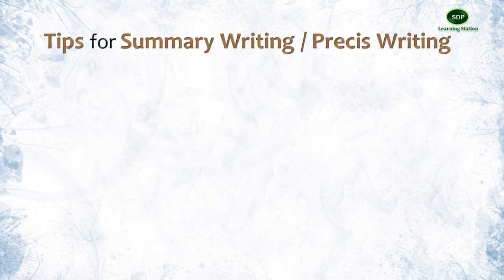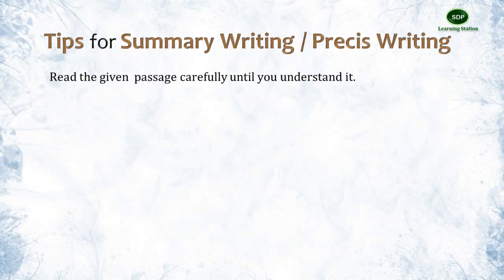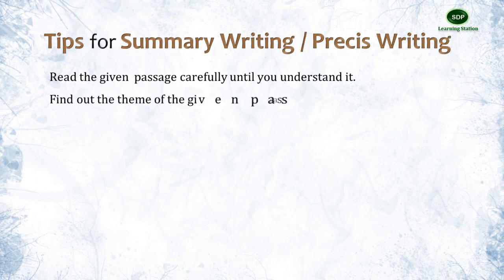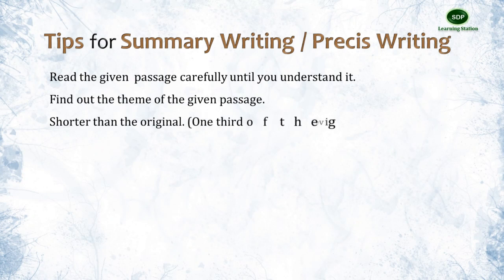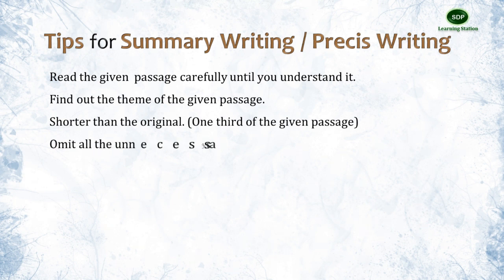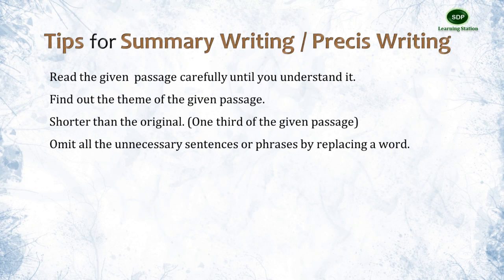Tips for summary writing or Precis writing. Read the given passage carefully until you understand it. Find out the theme of the given passage. Shorten the given passage from the original, means convert it into 1/3 of the given passage. Omit all the unnecessary sentences or phrases by replacing a word.